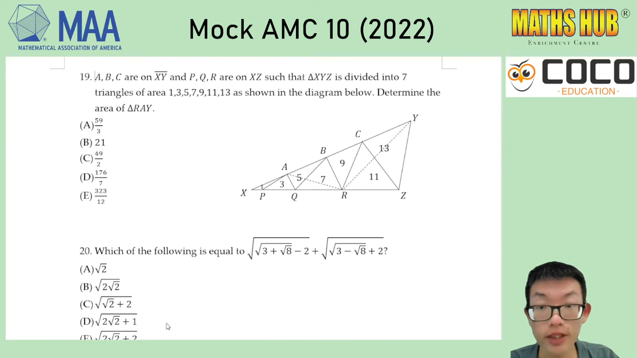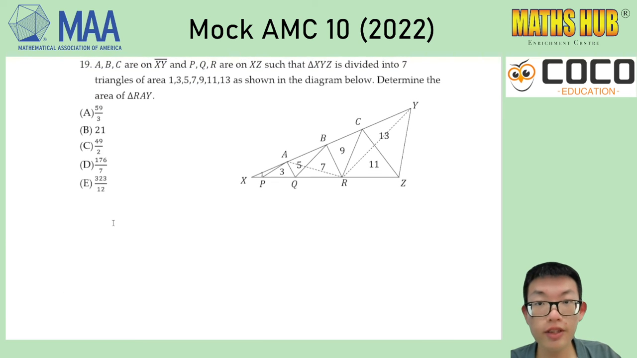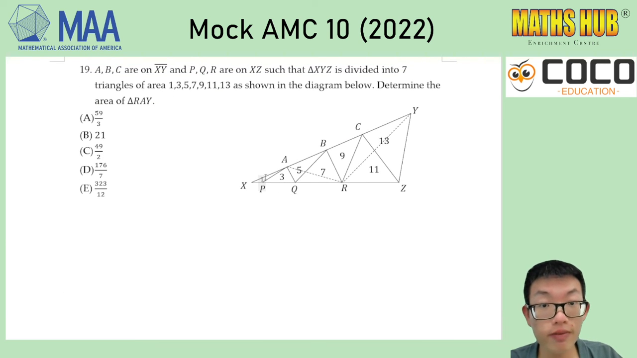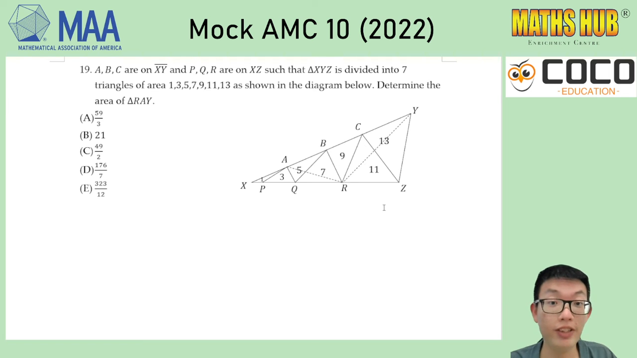Okay, next up, question 19. You're given a triangle with smaller triangles, and the smaller triangles have area 1, 3, 5, 7, 9, 11, and 13. You're asked to find the area of some other triangle, RAY, which is shown with a couple of extra dotted lines over there.